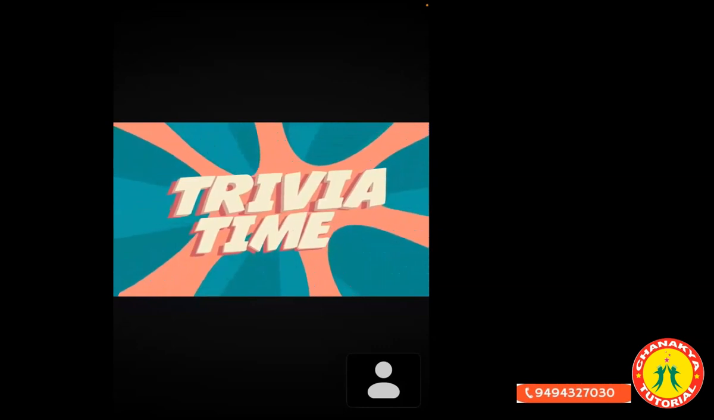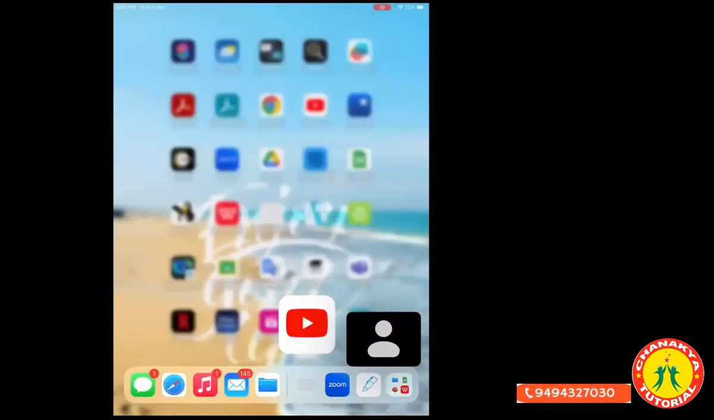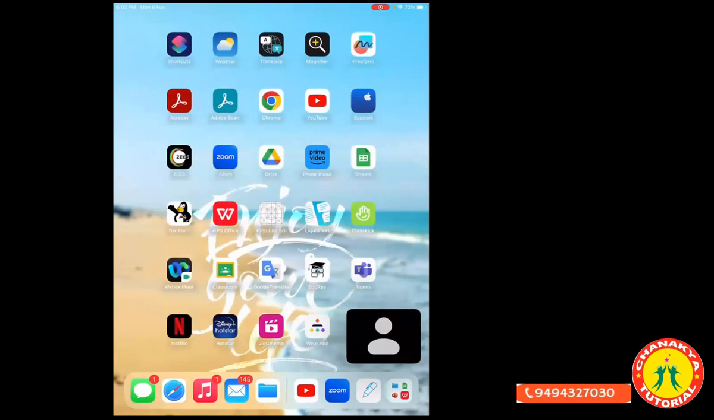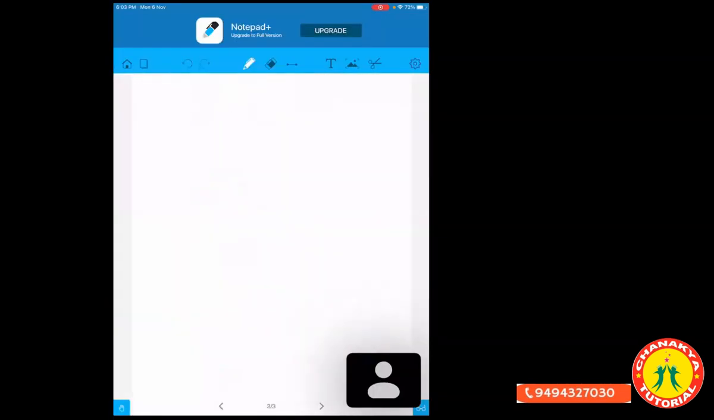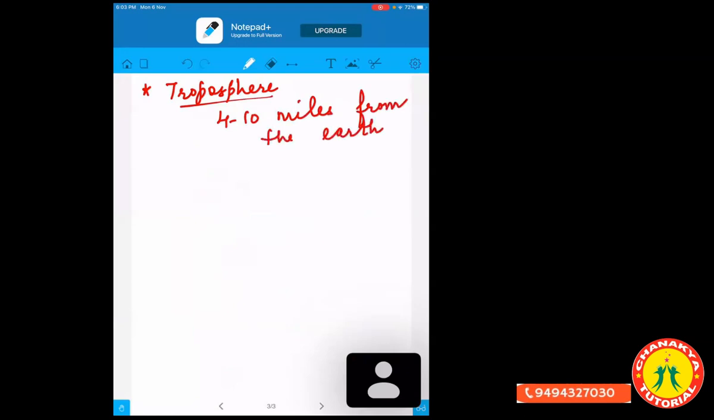Trivia time! So that is how we find the main layers of the atmosphere. We'll start one by one with all these four layers. When we talk about the troposphere, it is 4 to 10 miles from the Earth's surface.